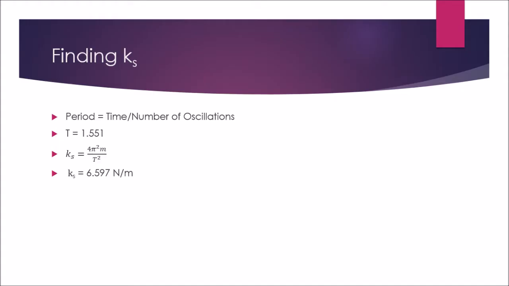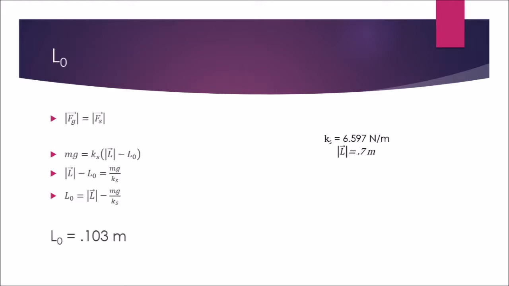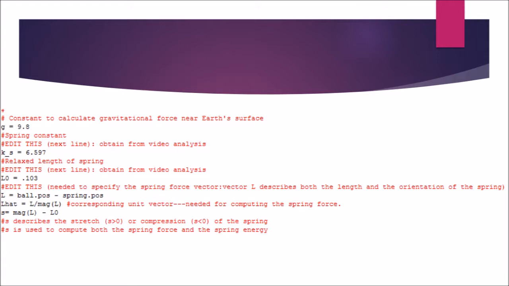Then we put the period and the given mass into this equation to find the spring stiffness, which turned out to be 6.597 newtons per meter. Using our spring stiffness, we were able to find the relaxed length of the spring. We did this by setting the force of gravity equal to the force of the spring and then rearranging the equation until we got the relaxed length of the spring. Our spring constant and relaxed length were then added to the Python code.